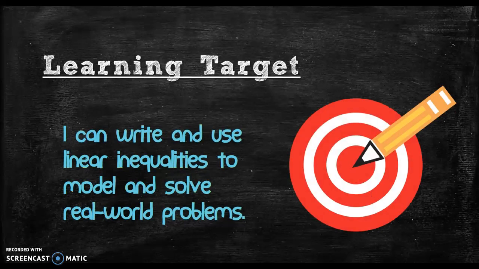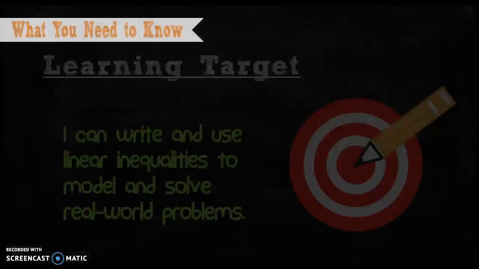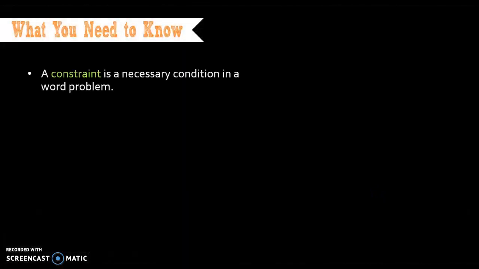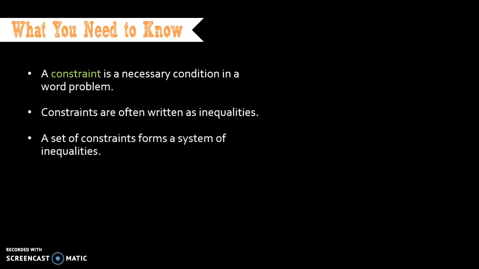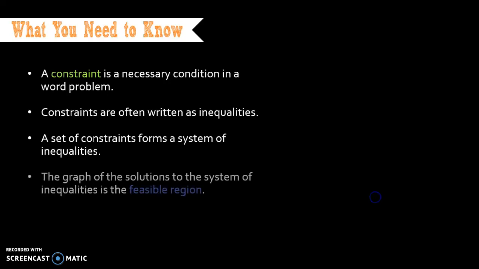I can write and use linear inequalities to model and solve real-world problems. Here's what you need to know. A constraint is a necessary condition in a word problem. Constraints are often written as inequalities. A set of constraints, therefore, forms a system of inequalities because we have more than one at a time.